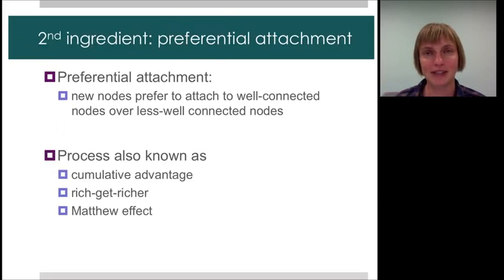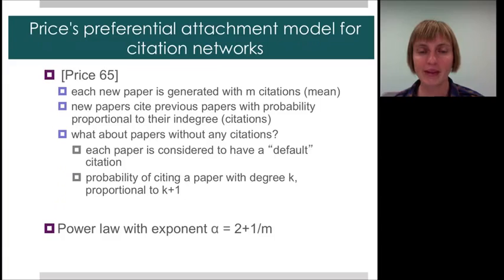Now let's turn to the second ingredient, which is that of preferential attachment. Here, when the new node comes in, it's going to want to connect to the popular kid and not to the less popular kid, or the loner. And this process is also known as cumulative advantage or rich get richer or the Matthew effect, meaning that if you already have a lot, you're going to get even more. And here we're talking about edges as being the wealth. This model was first introduced by Price, who was modeling how papers get cited, and it has been observed for a long time that some papers are just cited a whole lot more than others.